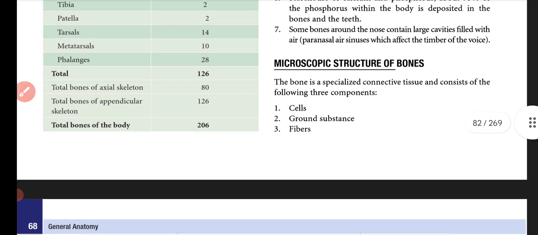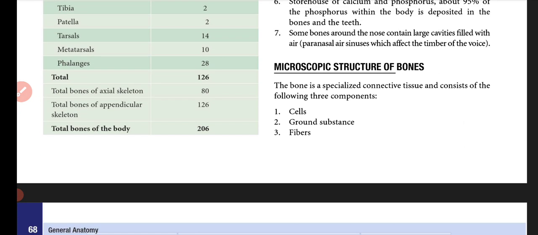Next, we'll go to the microscopic structure of the bones. The bone is a specialized connective tissue and consists of the following three components: the cells, ground substance, and the fibers.